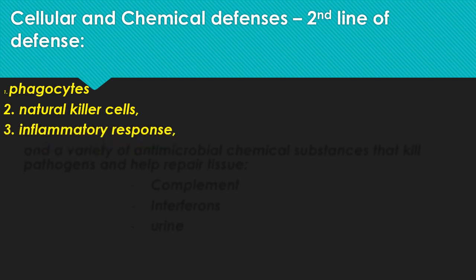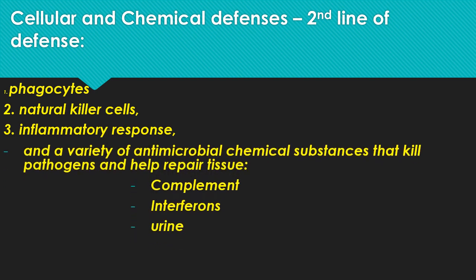The second line of defense: cellular and chemical defenses. Examples of which are the phagocytes, natural killer cells, the inflammatory response, and a variety of antimicrobial chemical substances that kill pathogens and help repair tissue, like the complement.